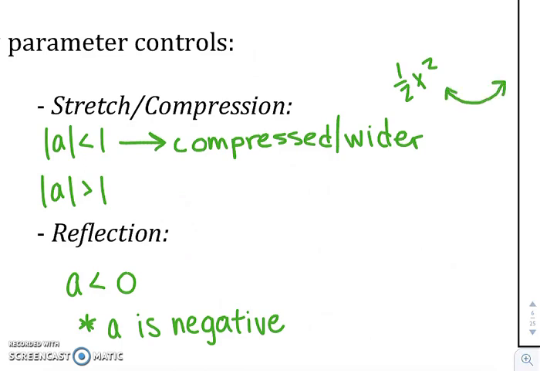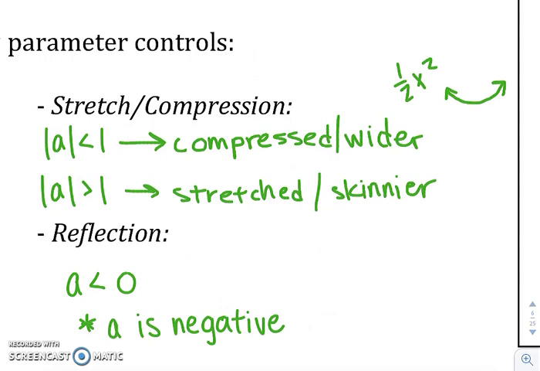not quite as skinny. So if the absolute value of a is larger than 1, that's when it's stretched or skinnier or taller. So that would be something like -3x squared. Not quite as round, sort of skinny, tall, but it could open up or down. That part doesn't matter. It's the absolute value of that a value.